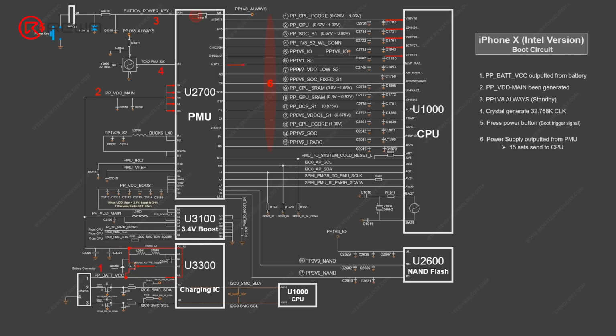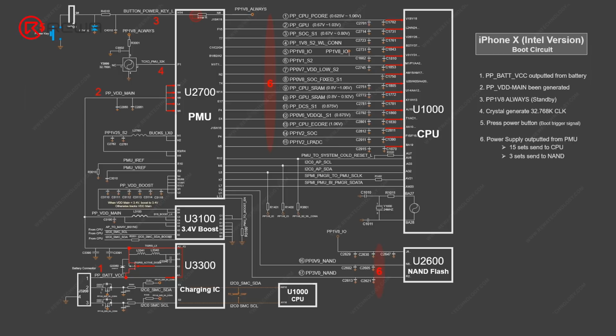Okay, 6, PP1V1 S2. 7, PP0V7 VDDLOW S2. 8, PP0V SoC Fixed. 9, PP CPU SRAM. 10, PP GPU SRAM. 11, PP DCS S1. 12, PP0V VDDQL S1. 13, PP CPU E-Core. The voltage range is around 1.06 volts. Okay, almost finished. The last one, PP1V2 LPADC.